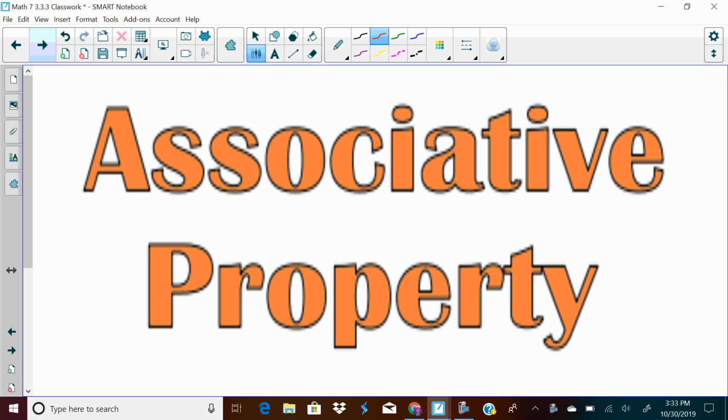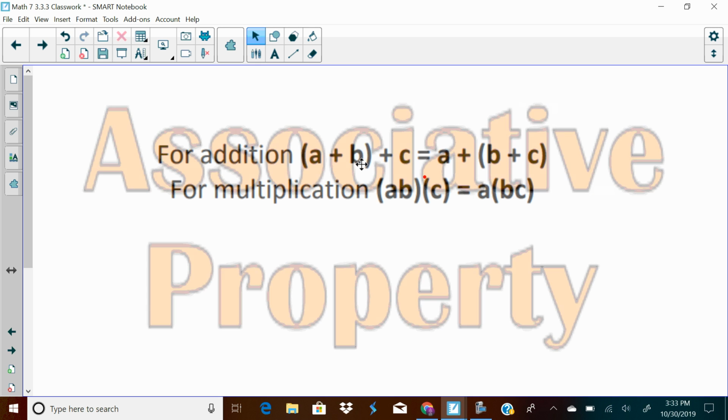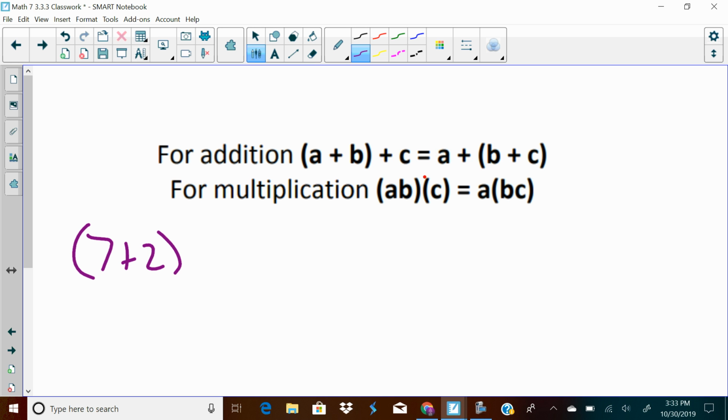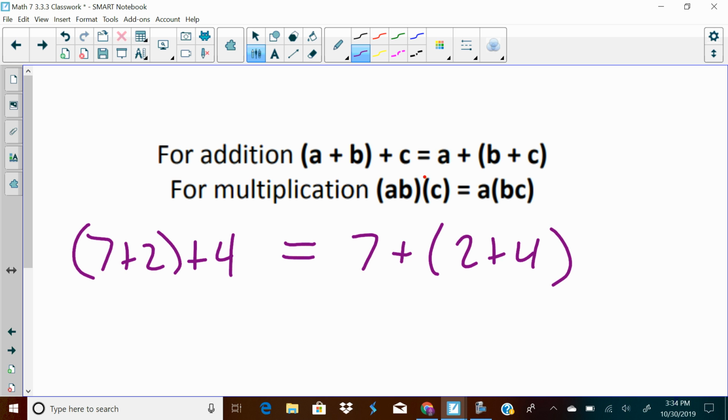The next one is the associative property. This one also works for both multiplication and addition. In addition, if I move the parentheses around, the answer does not change. Same thing for multiplication. So for example, 7 plus 2 in parentheses, plus 4, is the same as 7 plus 2 plus 4 with the parentheses moved. Because 7 plus 2 is 9, plus 4 is 13. And 2 plus 4 is 6, plus 7 is also 13.